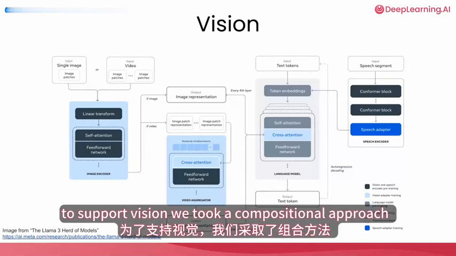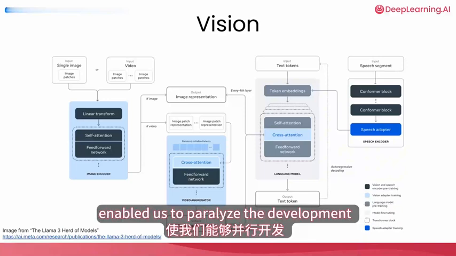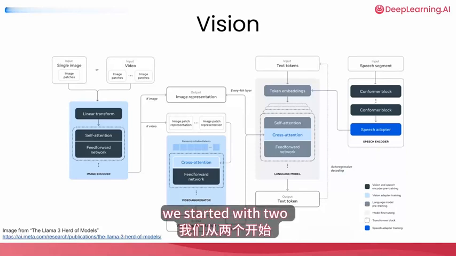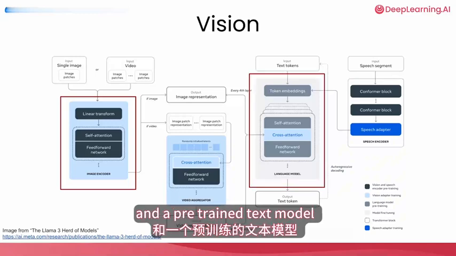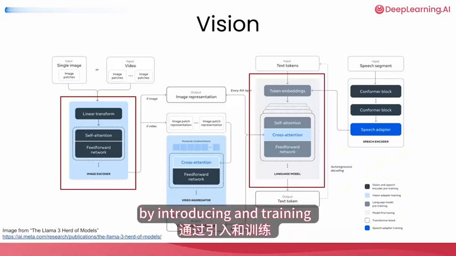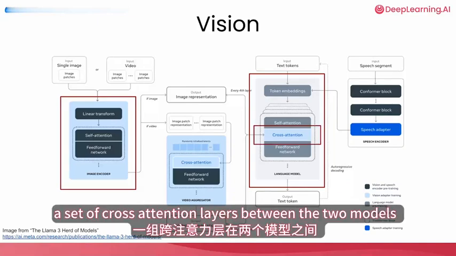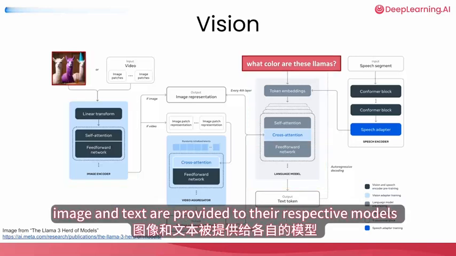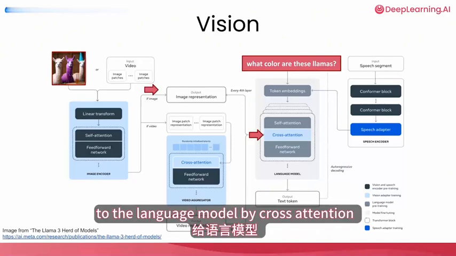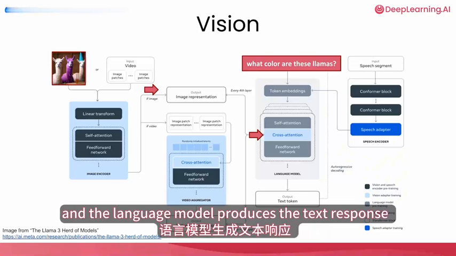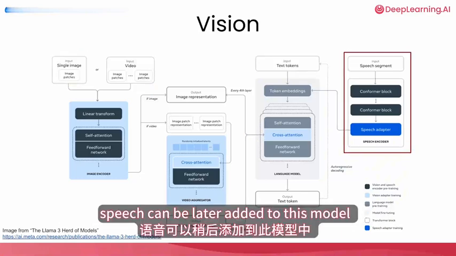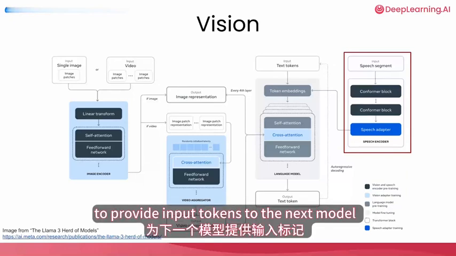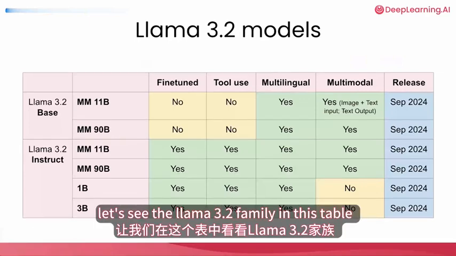To support vision, we took a compositional approach. A compositional approach enabled us to parallelize the development of the vision and language model capabilities. We started with 2 components, a pre-trained image encoder and a pre-trained text model. We combined them by introducing and training a set of cross-attention layers between the 2 models. During inference, image and text are provided to their respective models. Image information is conveyed to the language model via cross-attention, and the language model produces the text response. Speech can be added later to this model by using a speech-to-text encoder to provide input tokens to the model.